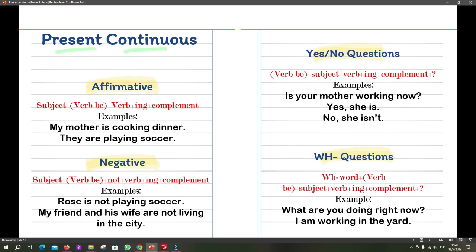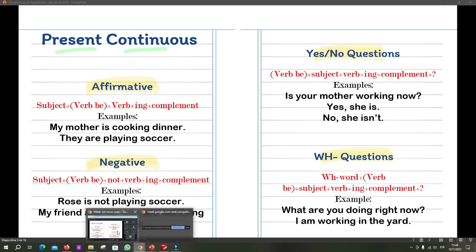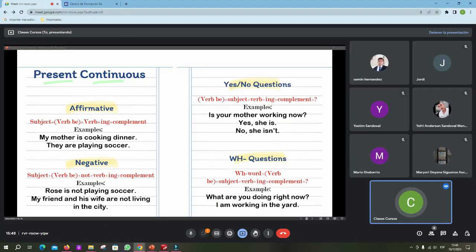So there you have the present continuous. Do you have questions about present continuous, Mr. Osmin? Or is everything clear? So clear, teacher. Perfect. Amazing. So I guess you are ready for the first exercise. So let me share the first exercise for you guys.